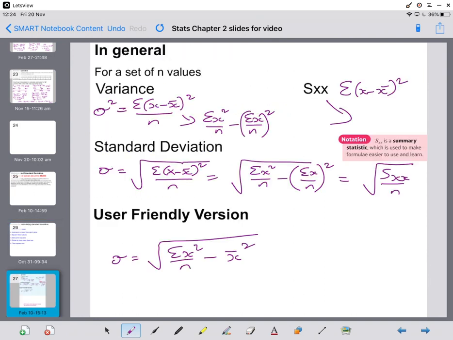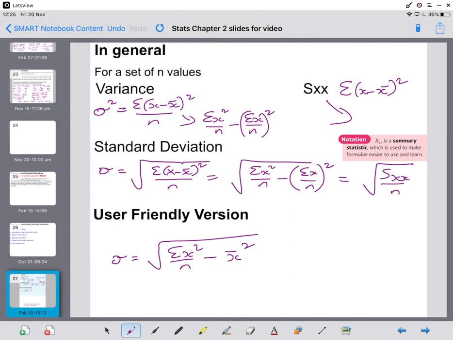So the formulas that we can use in general are as follows. Variance, and we use the symbol little sigma squared, is going to be the sum of, as we said from the previous slide, (x minus x bar) squared, divided by n. As we said before, we're going to find how far the values deviate from the mean, square them, then divide by how many numbers there are.